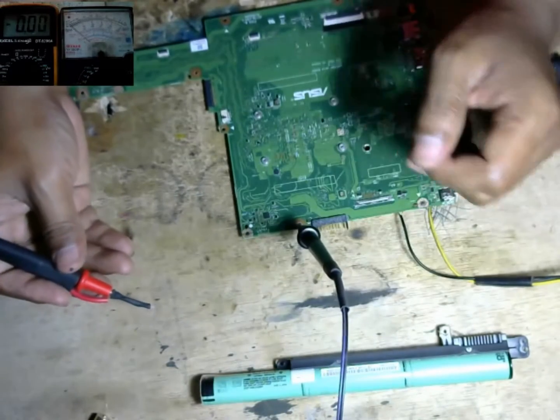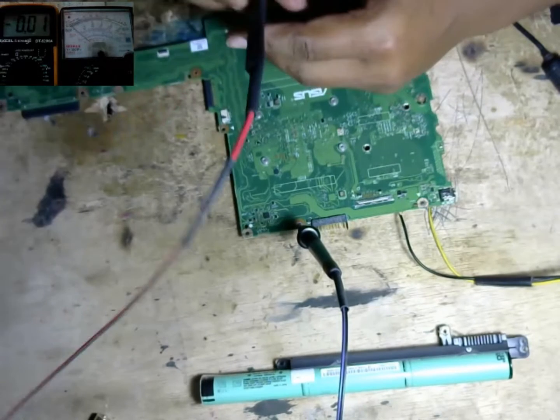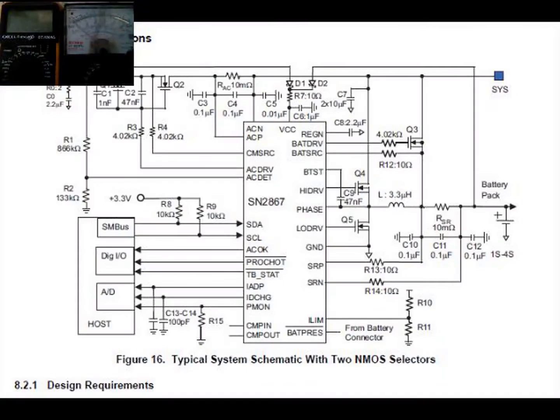The bad information is I do not have the schematic of this motherboard, so I use this image. You know what this image is? I got this from the datasheet of the charger IC. This is a way that I usually use to analyze a broken motherboard.